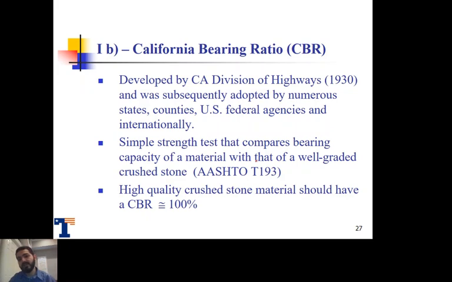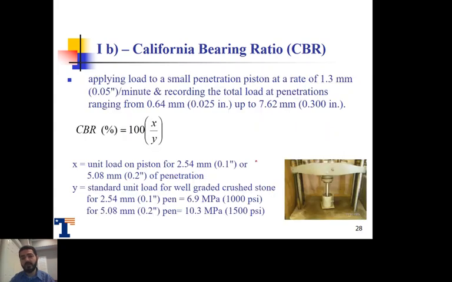compares the bearing capacity of a material that is well graded crushed stone to any sample that we're facing in the field. So this crushed stone that was tested in California is a high quality crushed stone material, which should have a CBR of 100%. So any material later on that we test, we're going to compare it, we're going to have a ratio between the test that we do in the field versus this perfect crushed stone material that we tested in California, and that ratio will give us an indication how strong or how weak this material is.